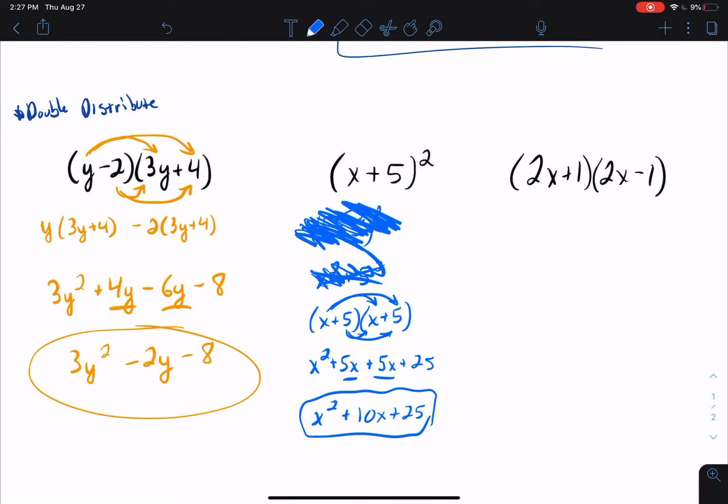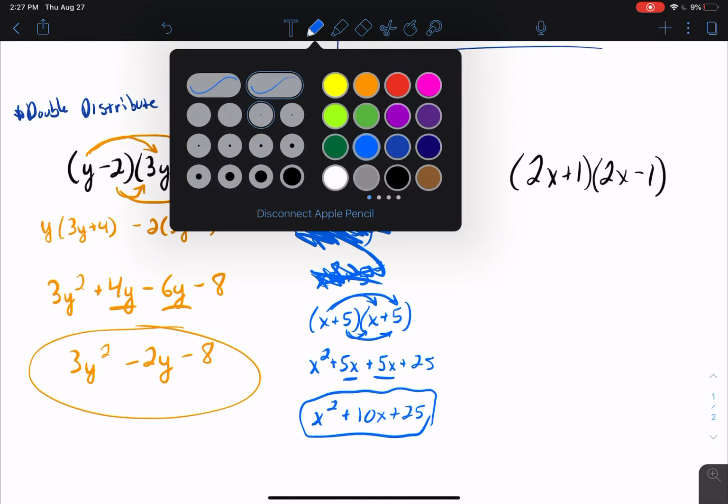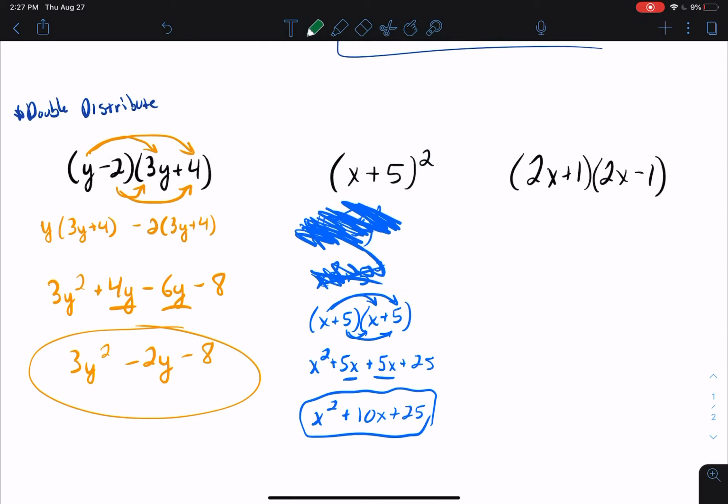Okay? And in our last example, we've got 2x plus 1 times 2x minus 1. So these are really close to being the same thing, but one's plus and one's minus. So let's double distribute. Let's see what happens. 2x times 2x, well, that'll give me 4x squared. 2x times negative 1 will give me negative 2x.